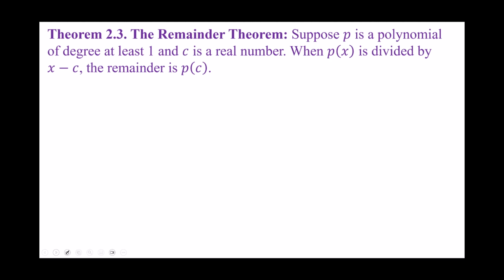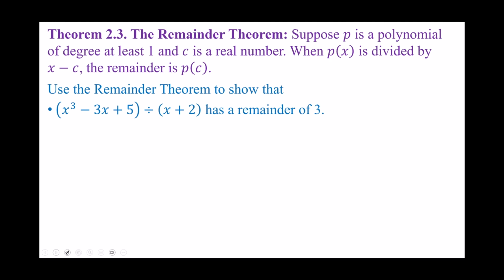We only need the remainder. We don't have to do synthetic division or any division. We can just find P of C. So let's use the remainder theorem to show that x cubed minus 3x plus 5 divided by x plus 2 has a remainder of 3.